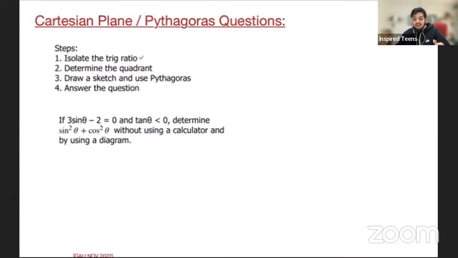The next question: Cartesian plane and Pythagoras theorem questions. You've seen these questions numerous times. There are certain steps they want us to follow in order to solve them. But let's have a look at the question and understand what it looks like.